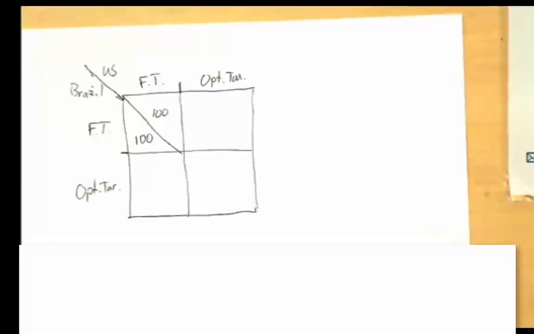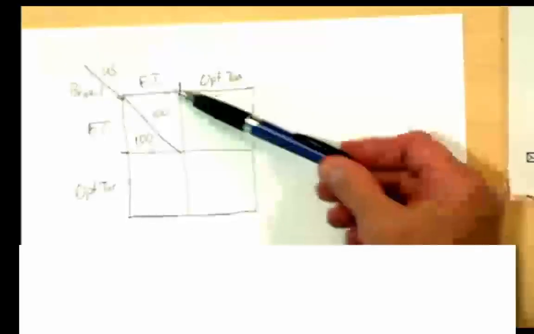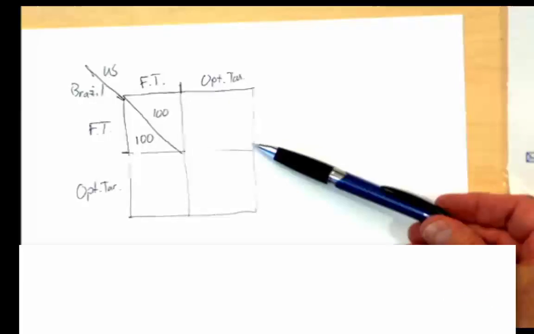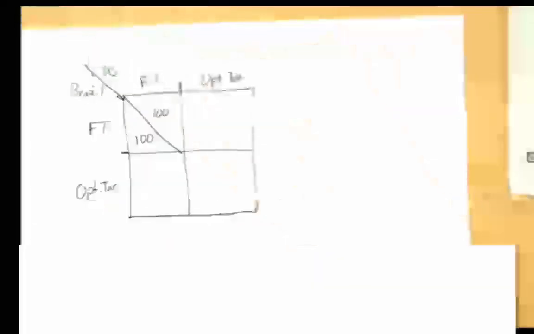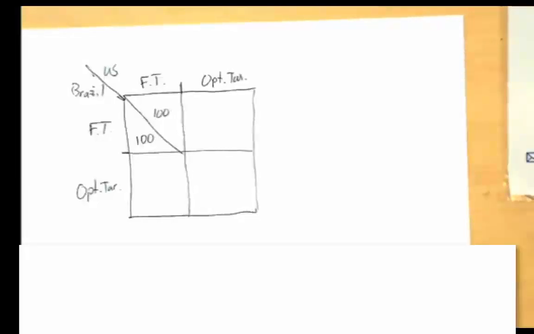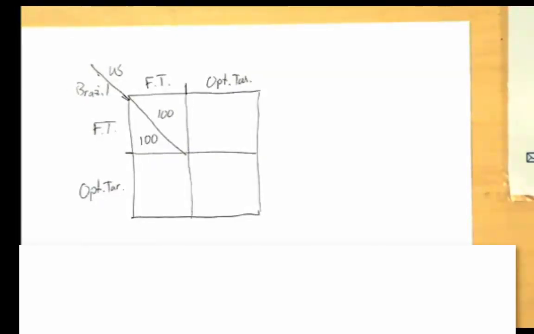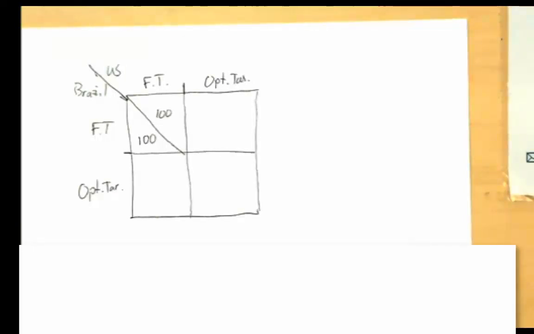Now, let's suppose that we jump over to this box. In this box, the U.S. is going to set optimal tariffs on its thousands of imported goods from Brazil, picking the best tariff for each individual item. 3% here, 10% there, 15% there, properly chosen to get you to the highest level of welfare. Brazil is going to pursue free trade and set zero tariffs on all of its imports from the U.S.